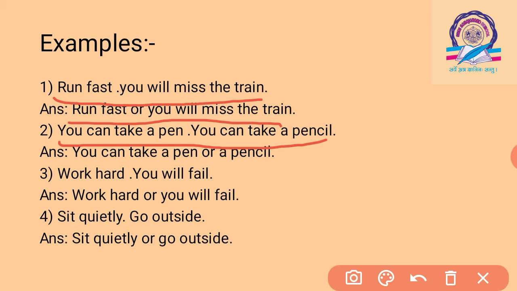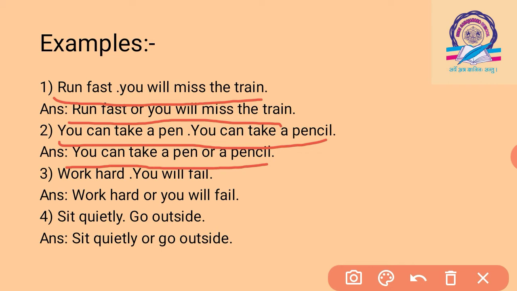And remember one thing: during the time of joining in a conjunction, we have to remove the repeated words. The words that are repeated, we have to write only one time. So I have written here, you can take both times is given. So I have written here one time, you can take a pen or a pencil. So a pen and a pencil we have to connect by or.